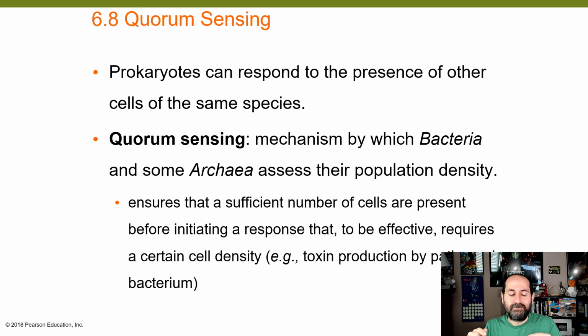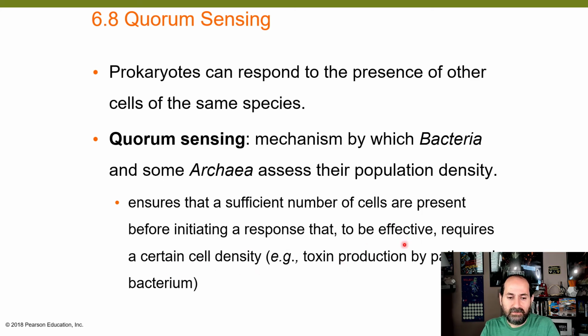And the way they communicate with one another is through this process of quorum sensing. That's a mechanism by which bacteria and some archaea assess their population density. So they can tell whether there are several of their species around, or if they're alone, or if there aren't many of themselves around. And why would you want to do this? Well, this ensures that a sufficient number of cells are present before initiating a response that, in order to be effective, requires a certain cell density.